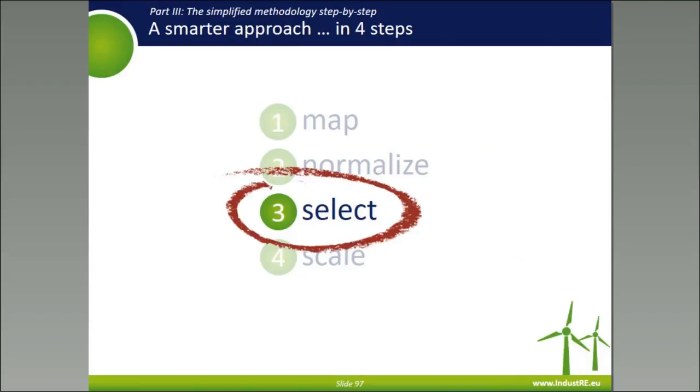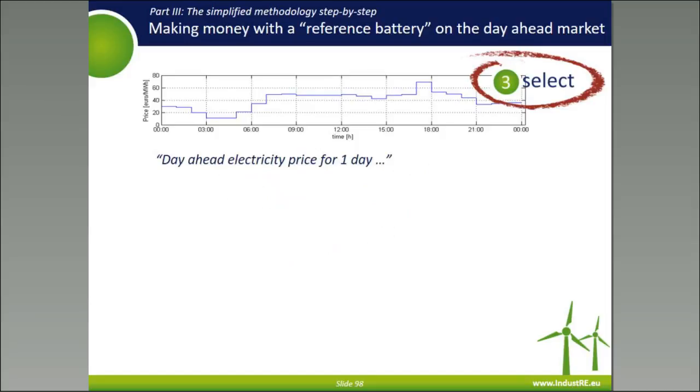3 is the selection step. That's a bit trickier to explain. I'll come back later to it why I called it the selection step. I'm going to introduce you quickly to day-ahead optimization in a single slide.